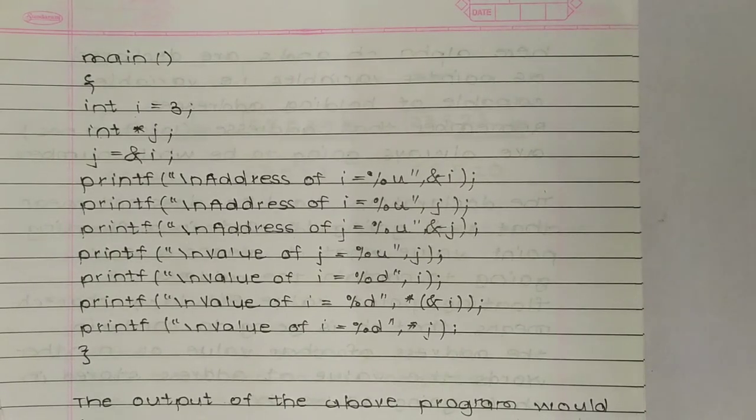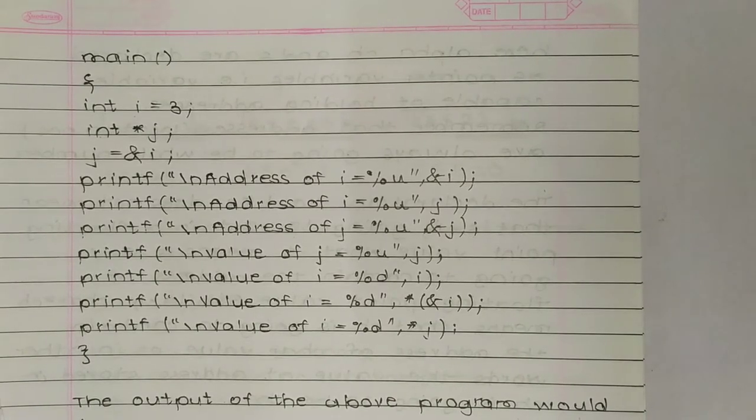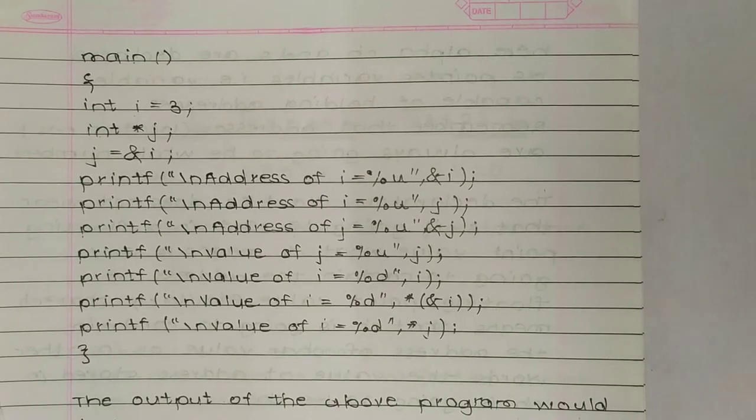Now printf("\n Address of i = %u", j). Now printf("\n Address of j = %u", &j). printf("\n Value of j = %u", j). Now printf("\n Value of i = %d", i). Now printf("\n Value of i = %d", *(&i)). printf("\n Value of i = %d", *j).